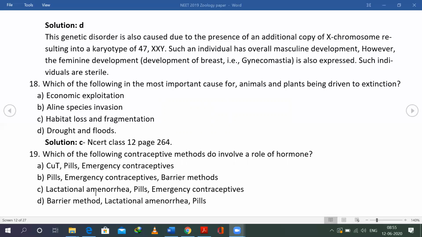Among these given options, this will be your right choice. Lactational amenorrhea primarily deals with the absence of menstruation because of hormones. What hormone? Primarily the prolactin hormone. Because of this prolactin, there will be no menstruation. Since there is involvement of hormones here, and pills also have hormones, that is estrogen and progesterone combinations, or progesterone alone. Emergency contraceptives also contain estrogen-progesterone combinations. So C is your right choice in the given options.